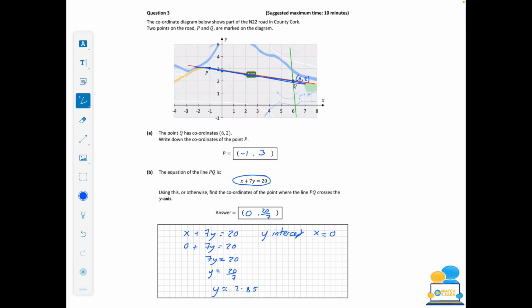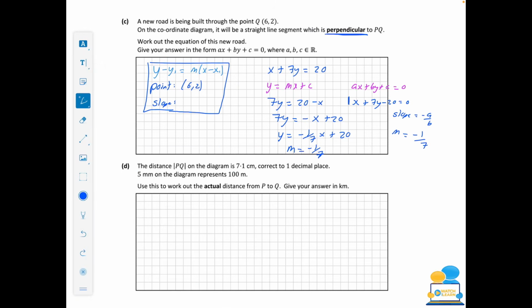Now, that's the slope of our original road. But the road we're trying to find the equation of, the green one there, is perpendicular. So what we need to do is flip our slope upside down and change the sign. If we flip this upside down, we get 7 over 1, and we change the sign so it becomes positive. So the slope really here is 7.